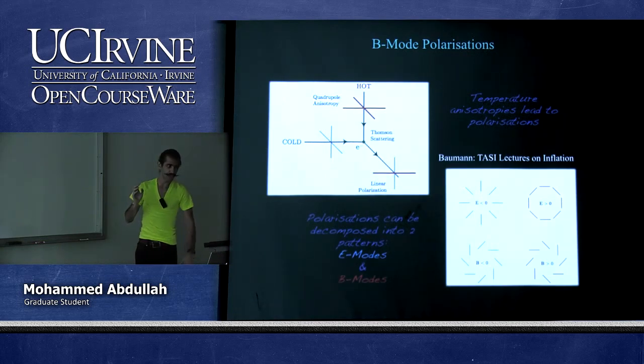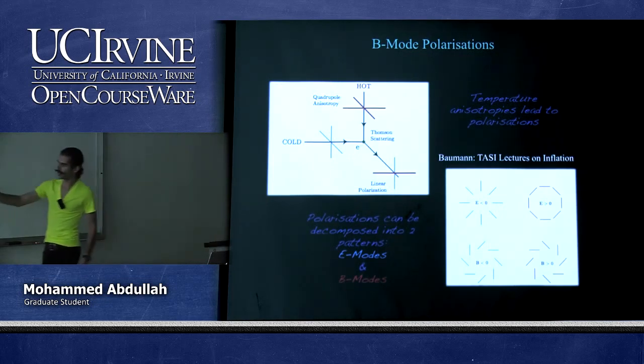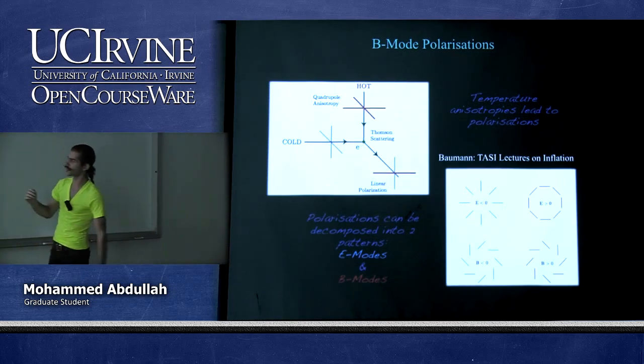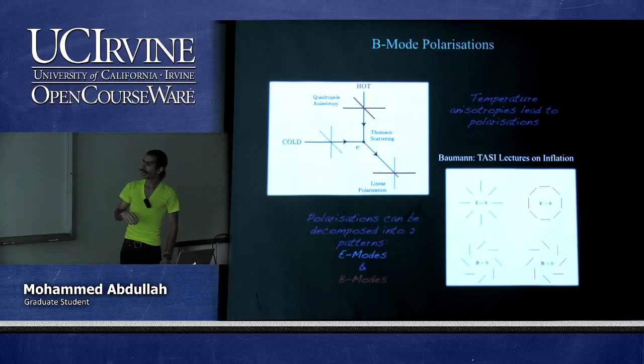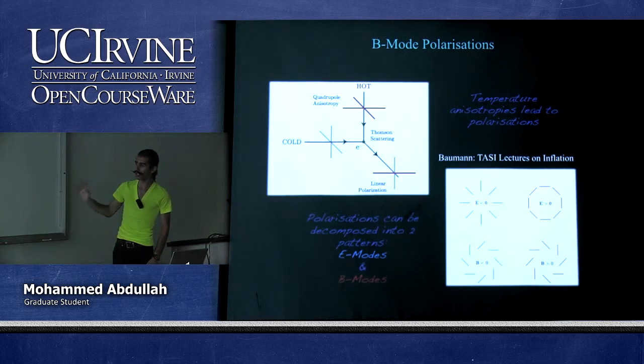And inflation predicts tensor perturbations, which can generate B modes, one where the polarization vectors are kind of spiraling like this, as Chris earlier explained. And you can't get them from scalar perturbation. They only come from tensor perturbation.